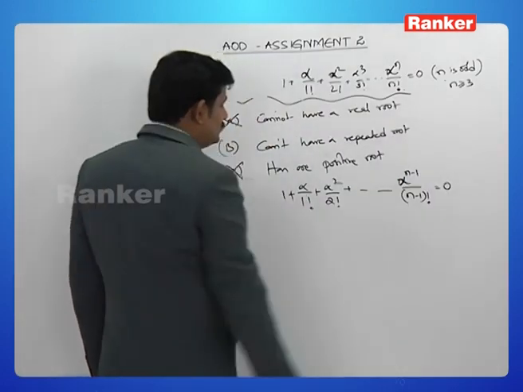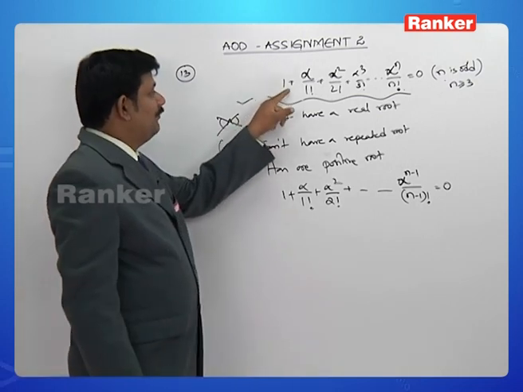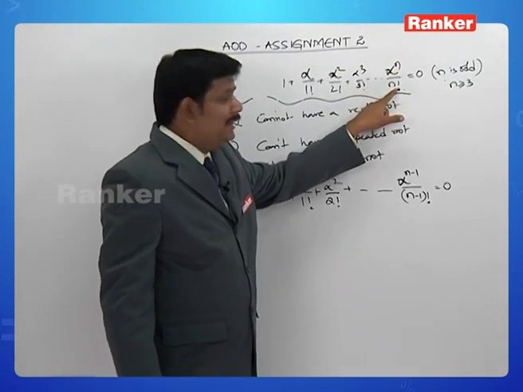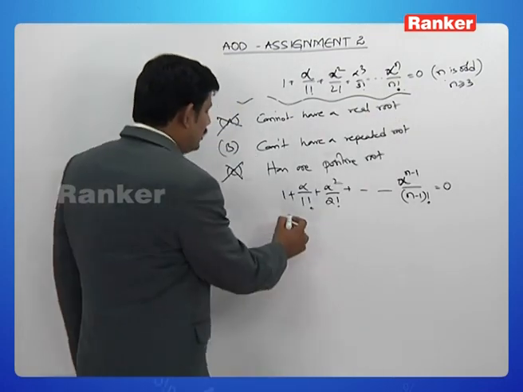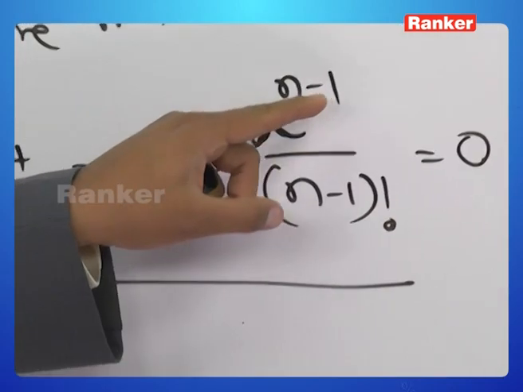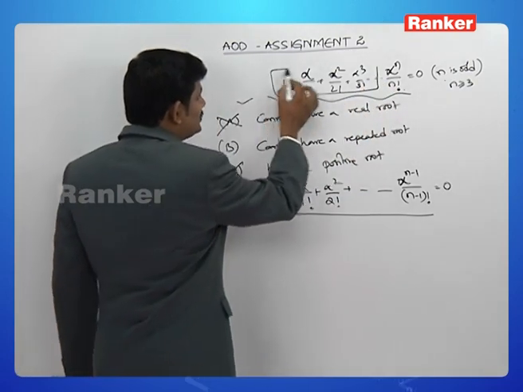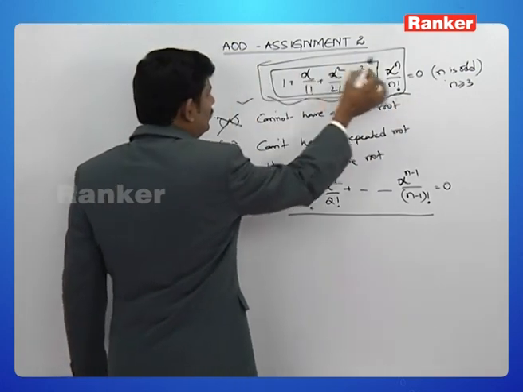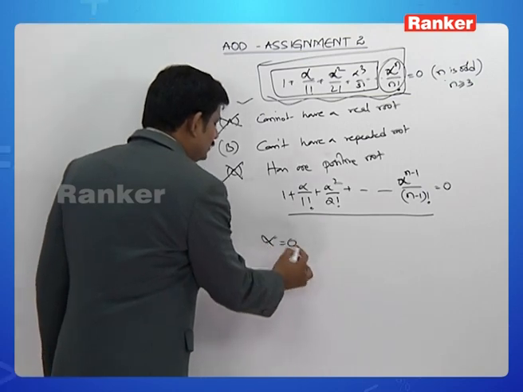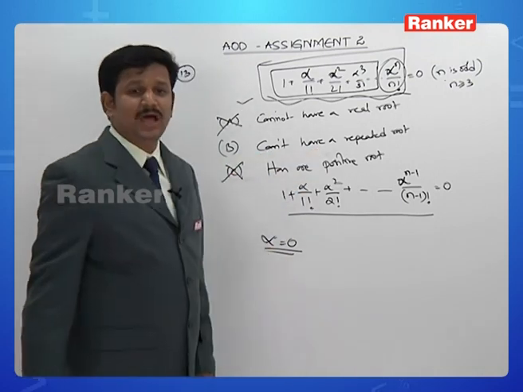For this equation also alpha is a root. So alpha satisfies both 1 plus alpha by 1 factorial plus alpha square by 2 factorial, and so on up to alpha power n by n factorial equal to 0, and it also satisfies 1 plus alpha by 1 factorial plus alpha square by 2 factorial, and so on up to alpha power n minus 1 by n minus 1 factorial equal to 0. So this sum is 0 and this sum is also 0. That makes alpha power n by n factorial equal to 0, so alpha equal to 0 should be that common root. So if at all there can be any repeated root, that has to be alpha equal to 0.